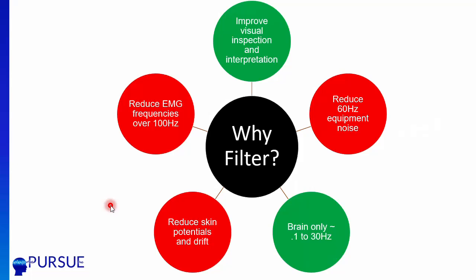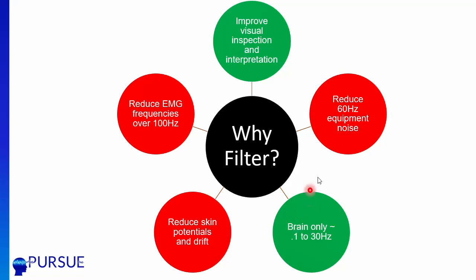So now, why would we filter? Because some of these higher frequencies or lower frequencies are actually artifacts. So filtering can help remove some artifacts. What we're trying to do is isolate our brain-only activity, right? So roughly 0.1 hertz to 30 hertz. And when we do some filtering, not only will it isolate that brain activity, but it'll make the data a little bit smoother, a little bit easier to see.